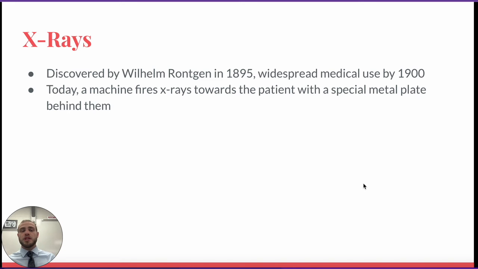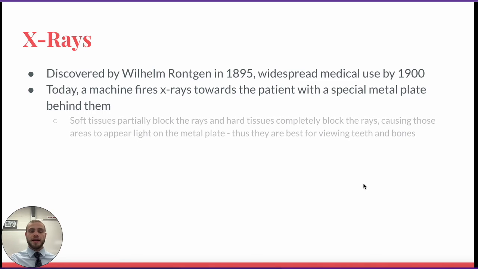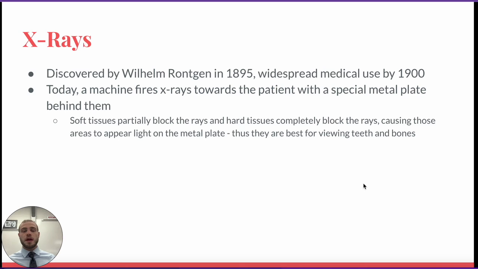Today's X-rays will use a machine that fires X-rays towards a patient that has a special metal plate located behind them. Soft tissues are going to partially block those X-rays from reaching the special metal plate, and hard tissues are going to completely block those rays, which means that the areas that appear light on that plate, when you take a look at it, basically the picture you're looking at, are going to tell you basically the density of those tissues. And so X-rays today are actually very, very useful for looking at things like teeth and bones.